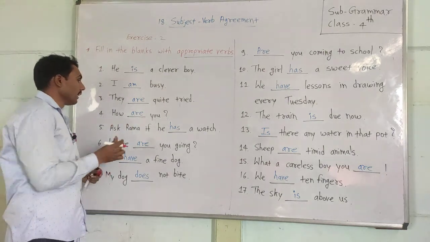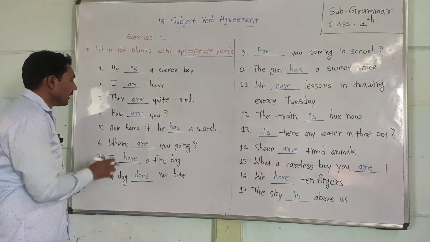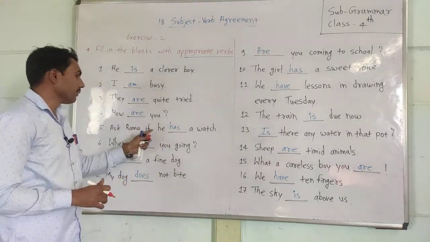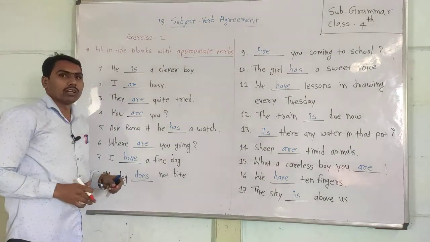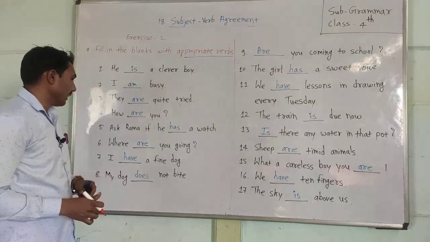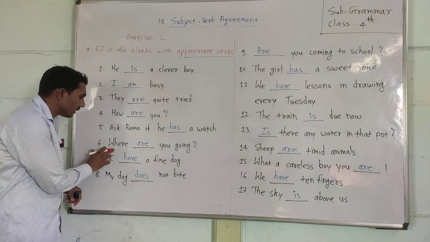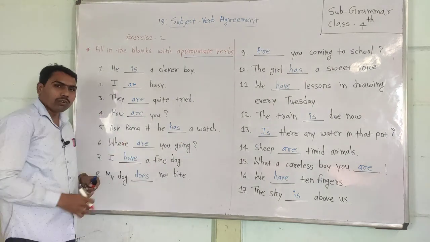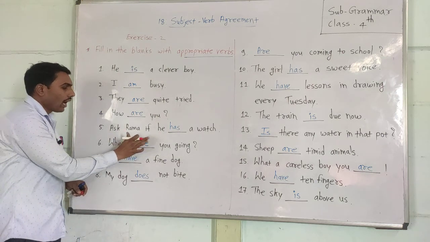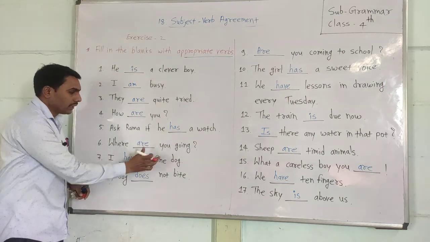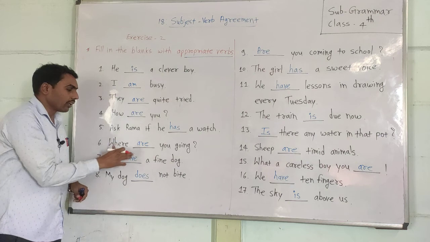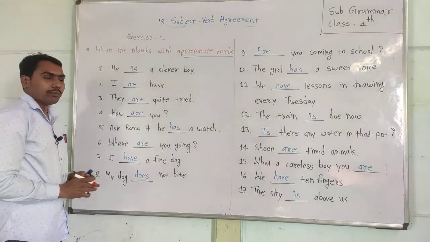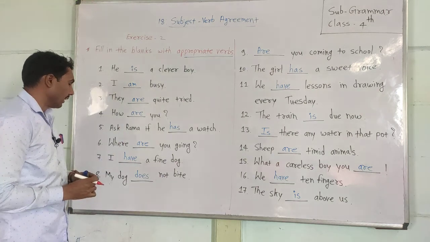आपण त्या ठिकाणी are घेतलेलं आहे. Next, ask Rama if he has a watch. As per the third person singular subject, here we use has. Now next, where are you going? Here the correct verb is are. Where are you going, subject you आहे, you ला consider करून आपण are घेतलेलं आहे, as per the sentence meaning.